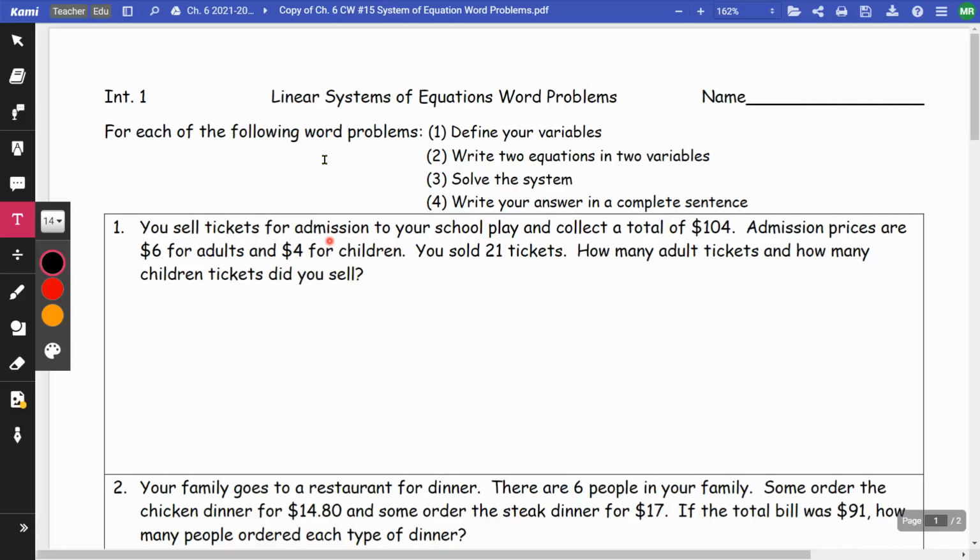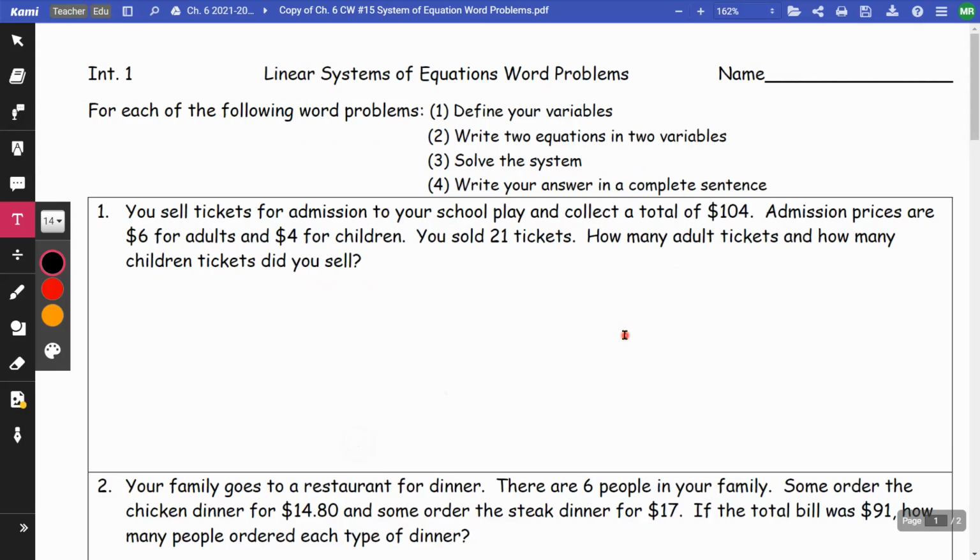So this video is for Integrated 1. It's the linear systems and equations worksheet. On each of these, you want to make sure you define your variables. You write two equations and two variables. You solve the system algebraically, showing your work, and then write your answer in a complete sentence.